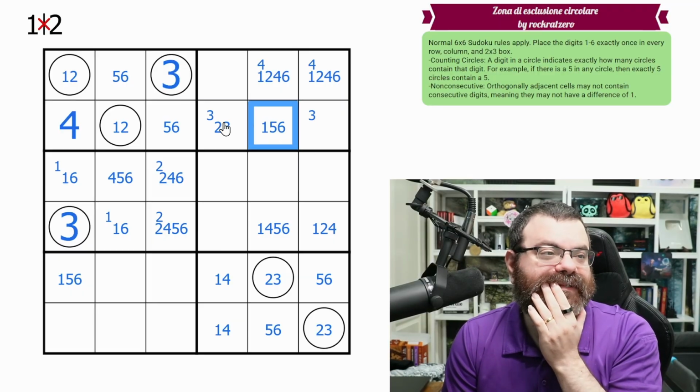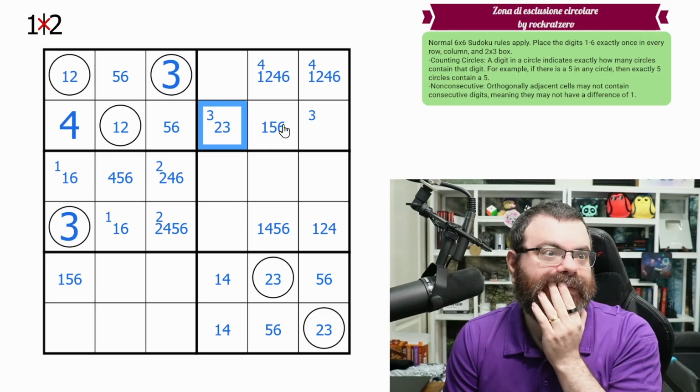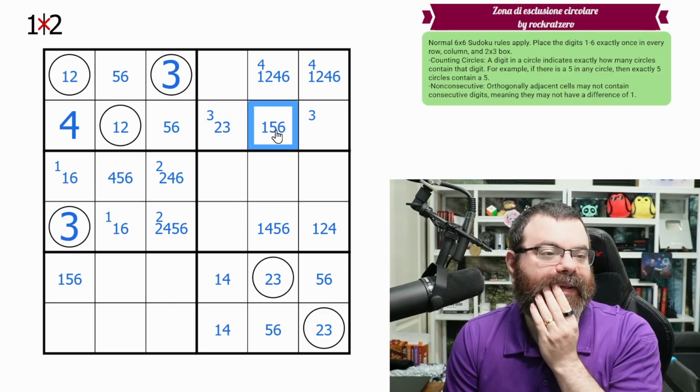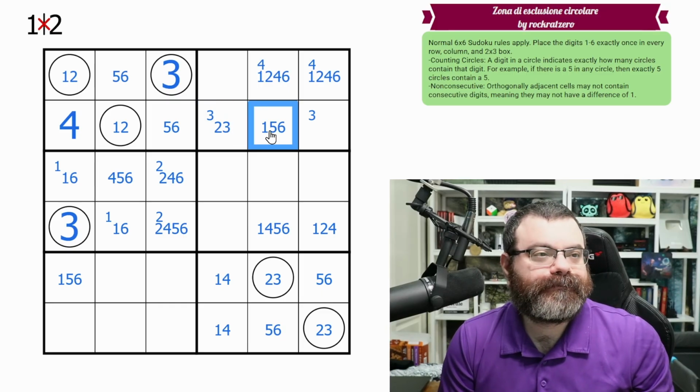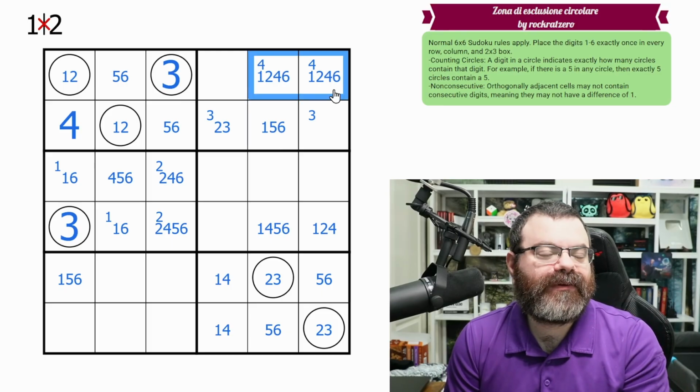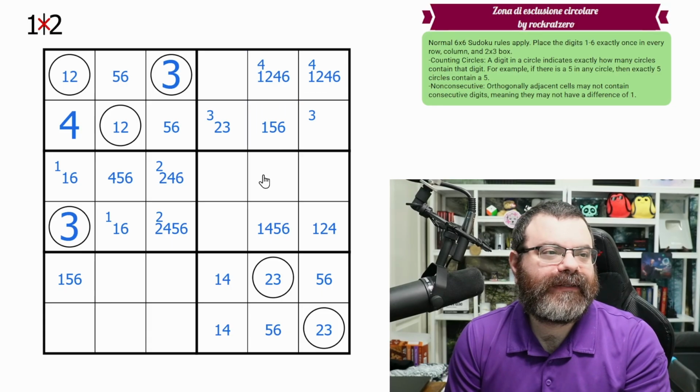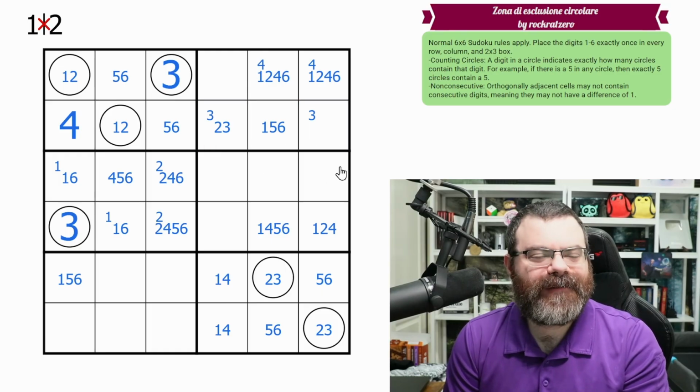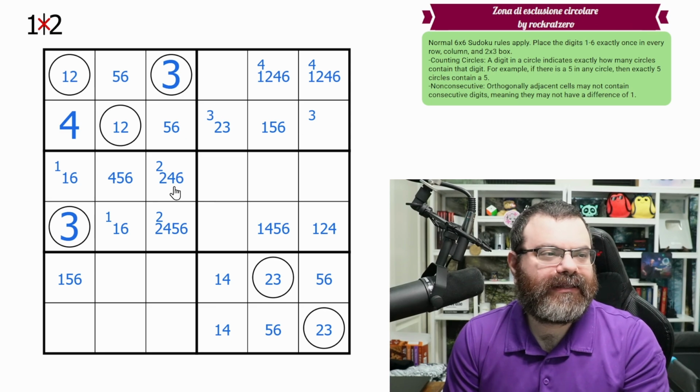1 would force this to be 3. It couldn't be next to the 2. 1, 5, 6. The 4 is in one of these two. 3 being in one of these two doesn't seem to change anything. All right. What is next?